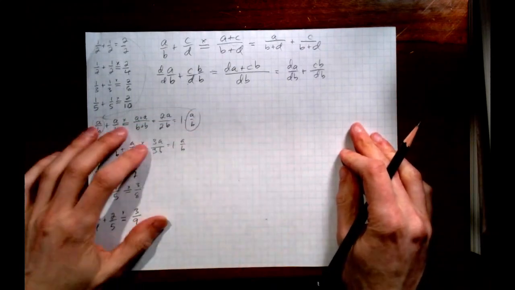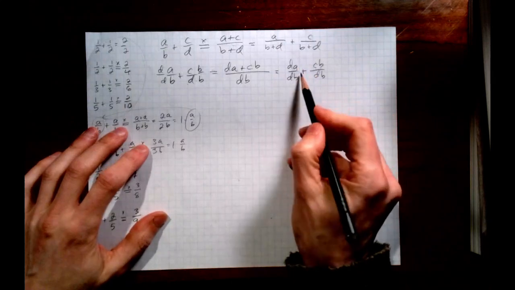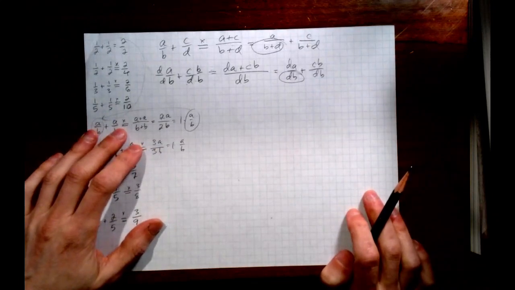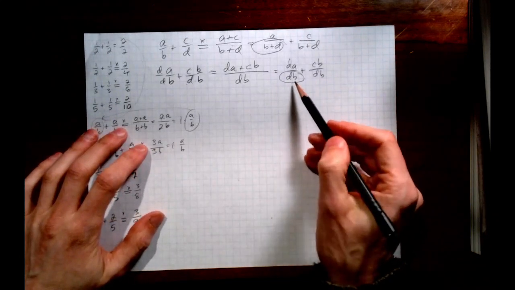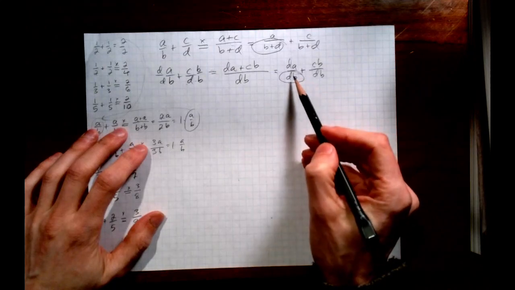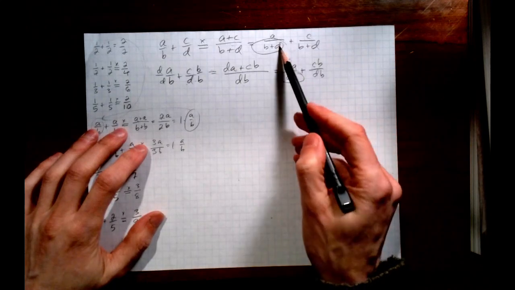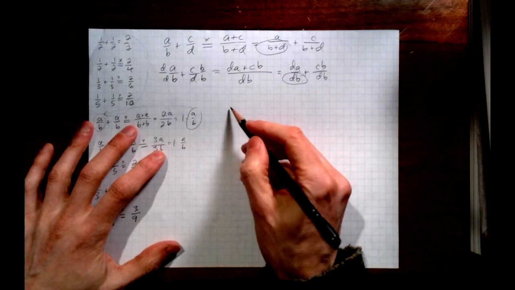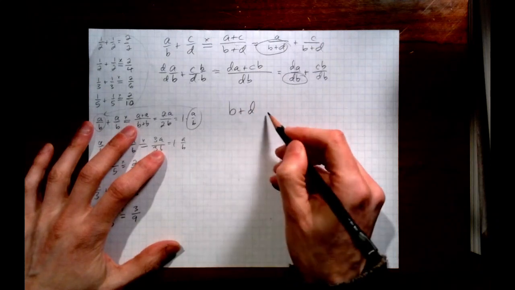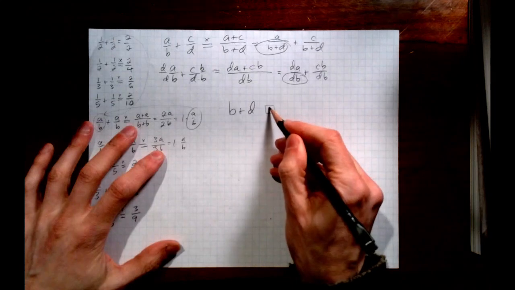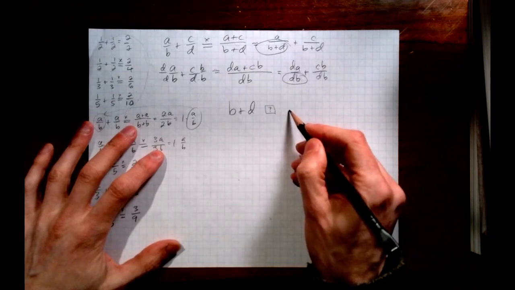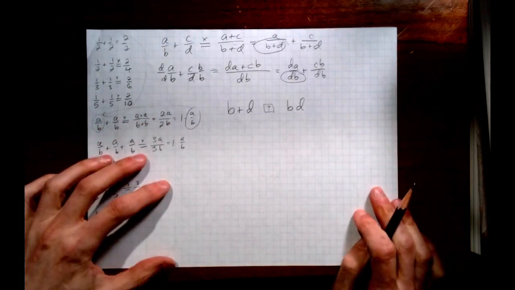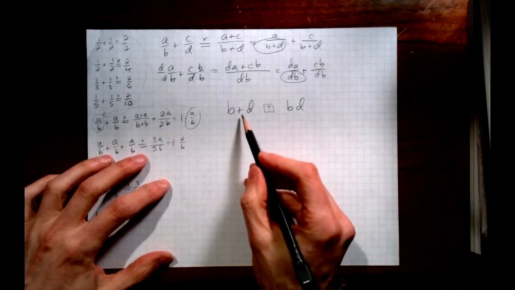So I'm looking at this, and the question that's coming to my mind is, what's the relationship between these two things? Do we know any relationship between d times b and d plus b just by looking at them? Let's see. b plus d. And then I'll just put a box, like what's the relationship between that and b times d? This might be a good point to pause and think a little bit.